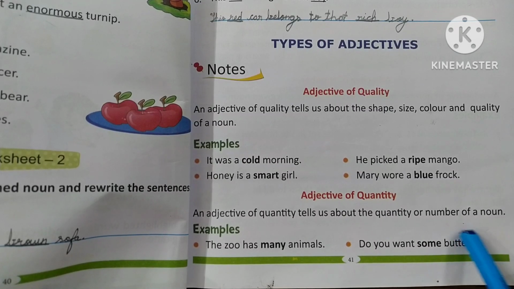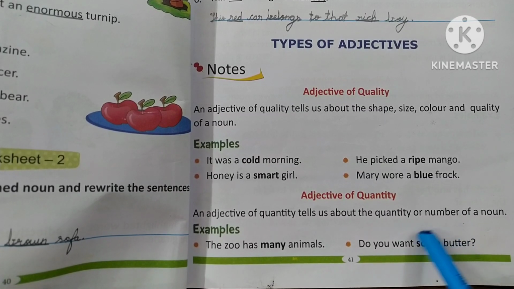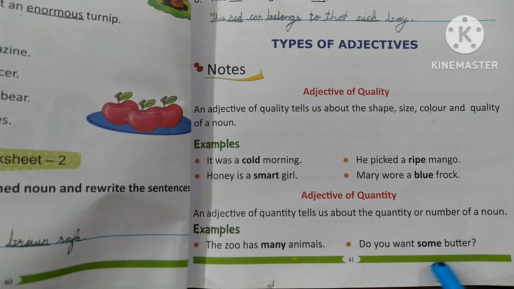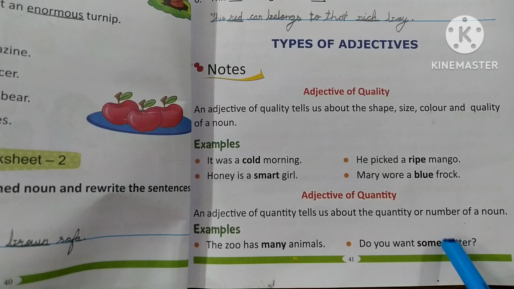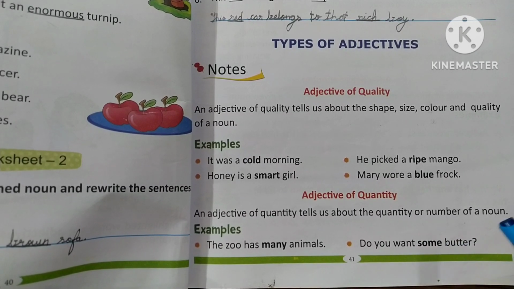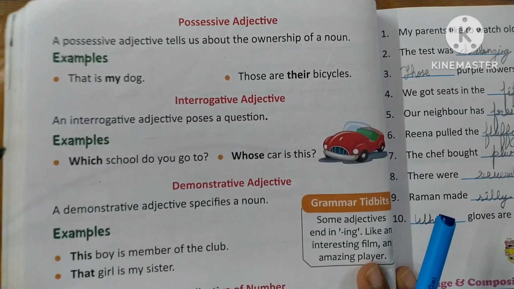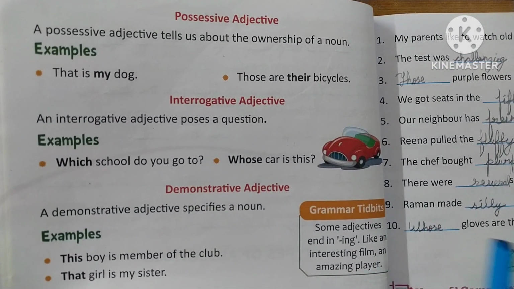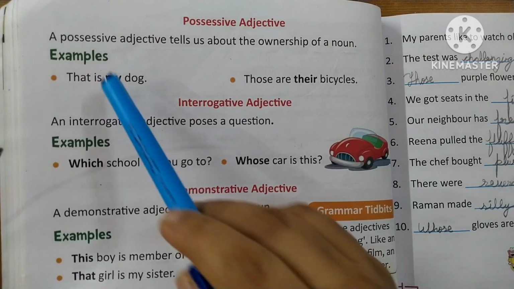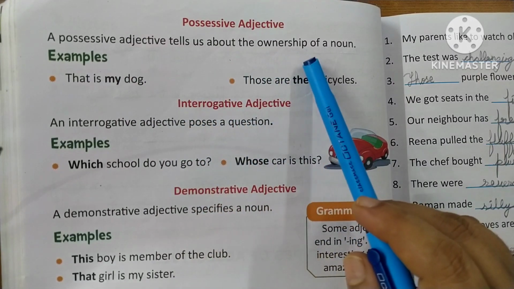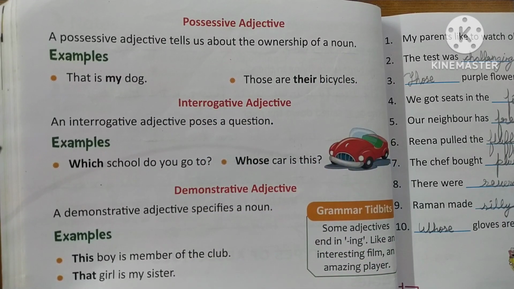Now butter is the noun and what is the adjective which is describing butter? It is asking us, do you want some butter? So, some and many are adjectives of quantity. Next, possessive adjective. Possessive means something which we own. A possessive adjective tells us about the ownership of a noun, whom it belongs to.